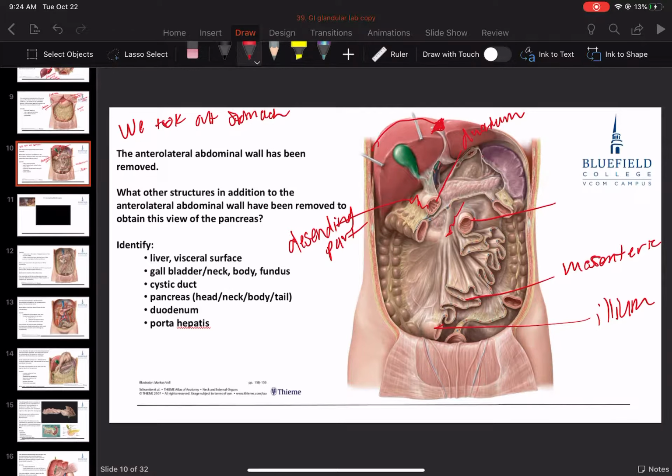It actually goes posterior to the head of the pancreas too, but then it enters the second part, or the descending part of the duodenum. And if we open up the duodenum, you see that major duodenal papilla. That was some of the stuff that we talked about there.